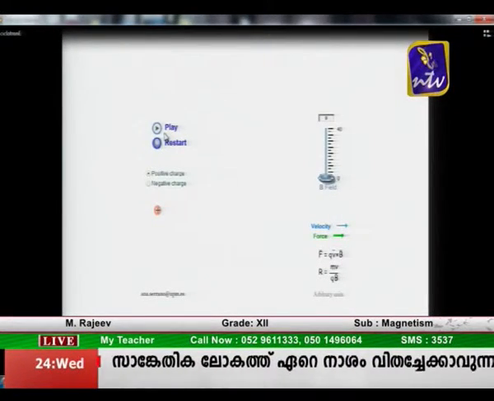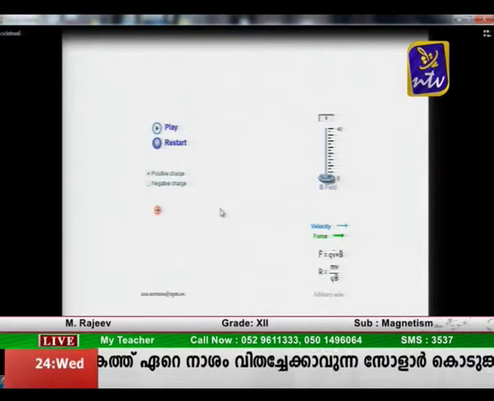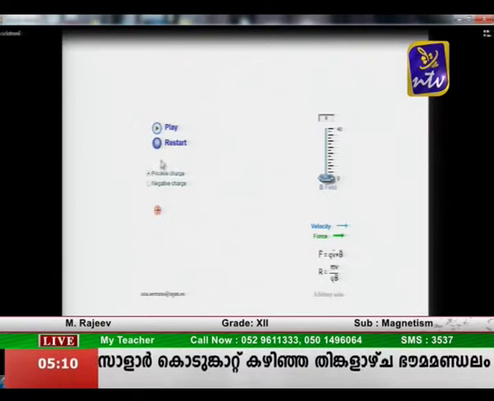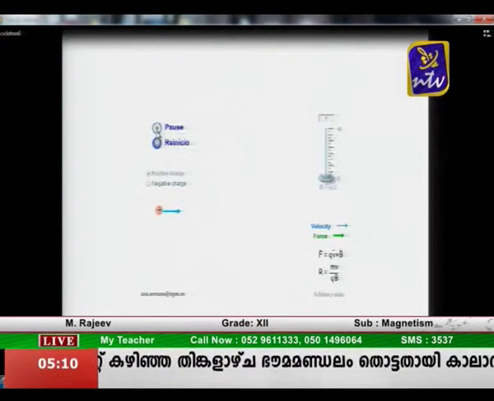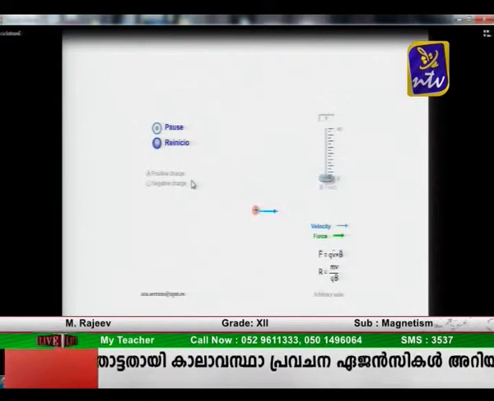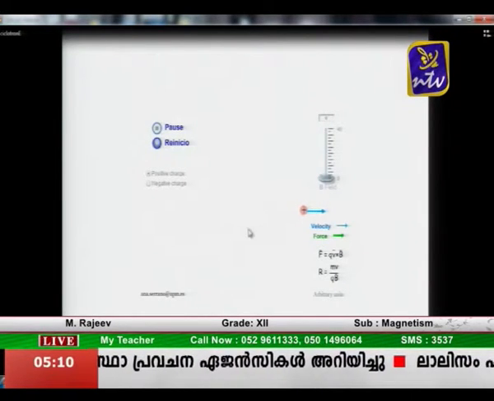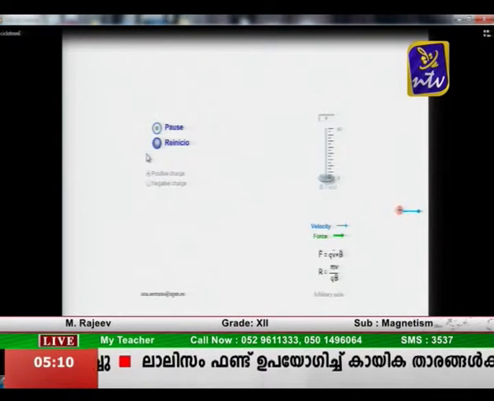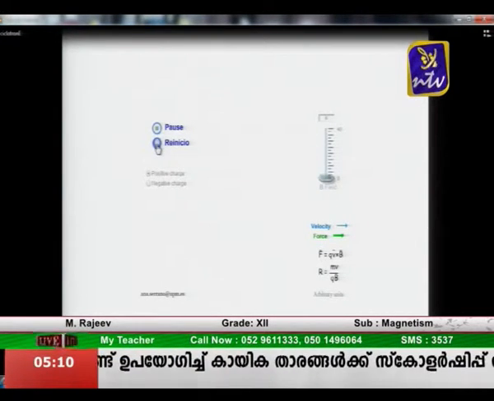You can see a charged particle is present here. This is a positive charged particle, and I am going to release it. See, it is going. When the charged particle is going towards the region, I set the magnetic field as 0, no magnetic field. So what happens? It is going without any deflection, right?